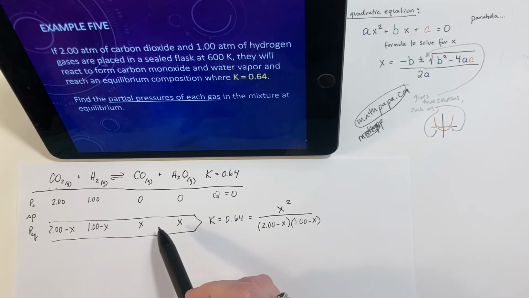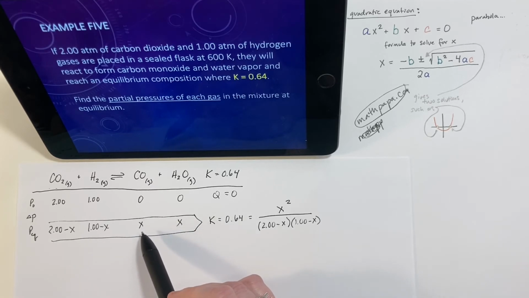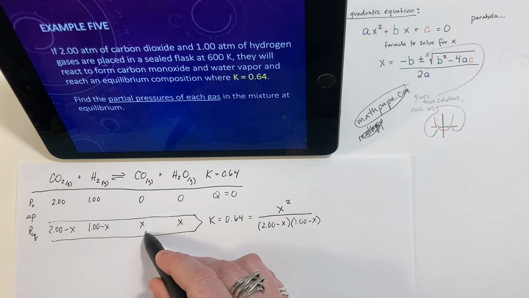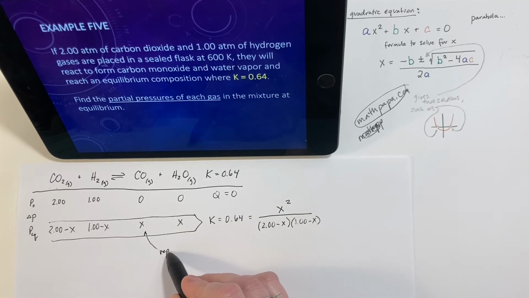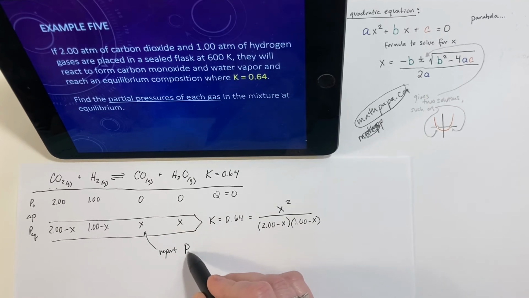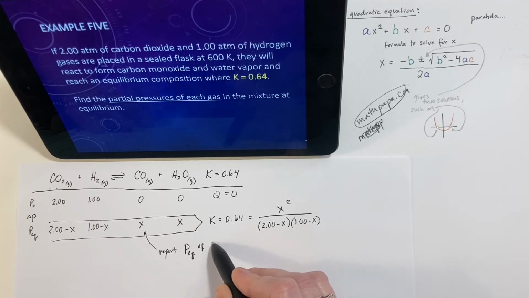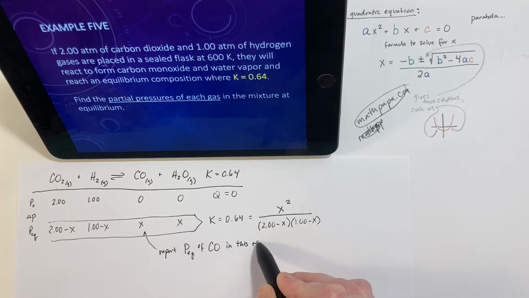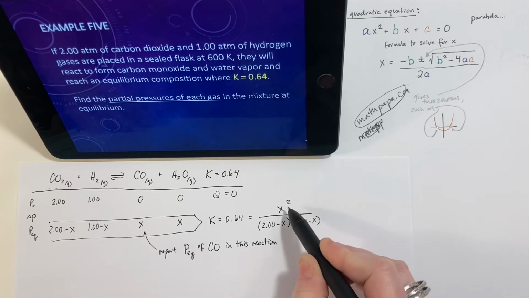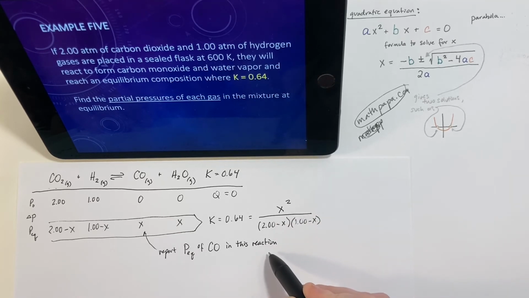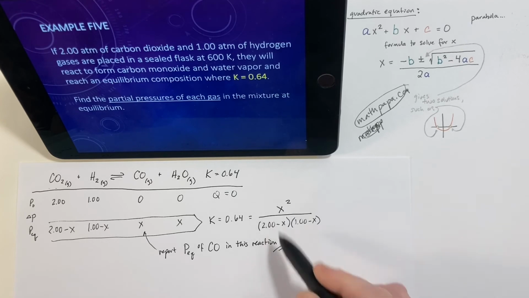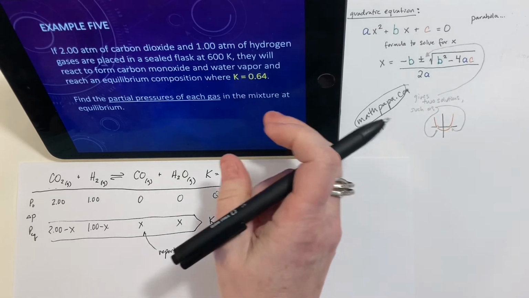So I have a quiz I'm prepared for you on Brightspace. And on the quiz, you're going to need to report the equilibrium pressure of carbon monoxide in this reaction. So that means you're going to have to report the X value that you solve for. Okay, so work on that piece.